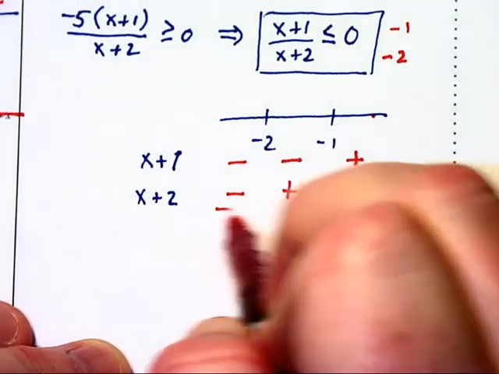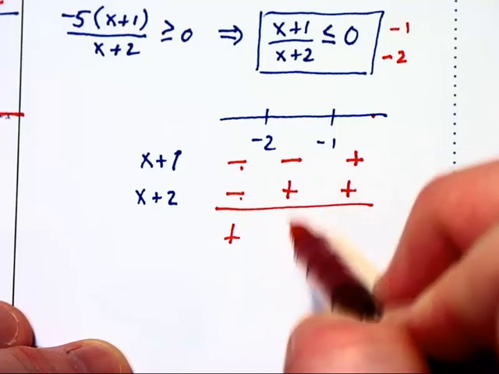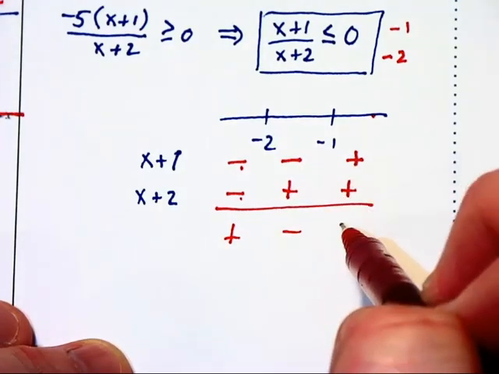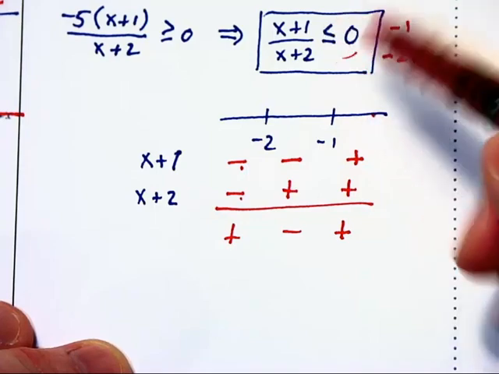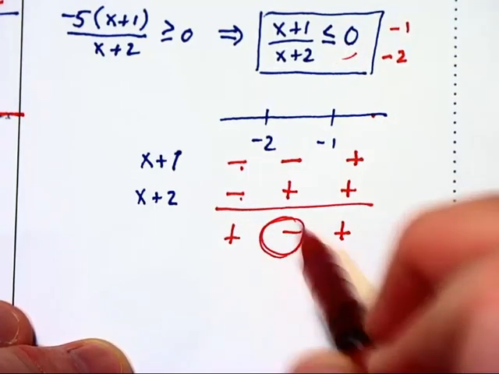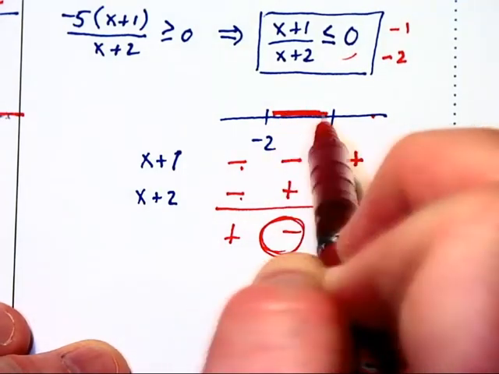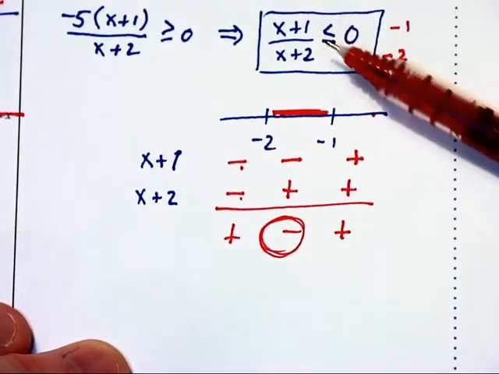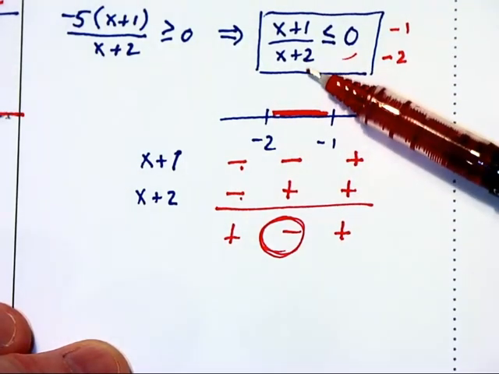So dividing, negative divided by negative is positive, negative divided by positive is negative, and positive divided by positive is positive. We want to know where is this quotient less than or equal to 0, and the answer is in the center. Now, we're including the zeros, and so we almost are tempted to include both endpoints, but at the left endpoint, that's not part of the domain.